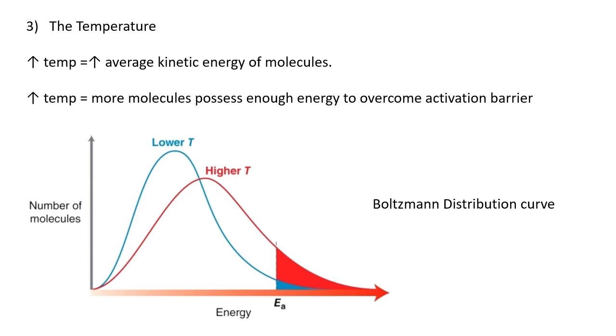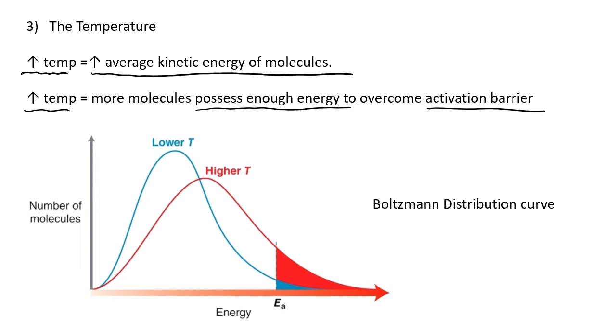Temperature also affects the rate of a reaction. When you increase the temperature, you increase the average kinetic energy of the molecules, and therefore you increase the number of successful collisions and the energy of those collisions. As you increase the temperature, you increase the number of molecules that possess enough energy to overcome that activation energy barrier. Increasing the temperature does not change the activation energy. What it changes is the fraction of molecules that have enough energy to get over that hump.